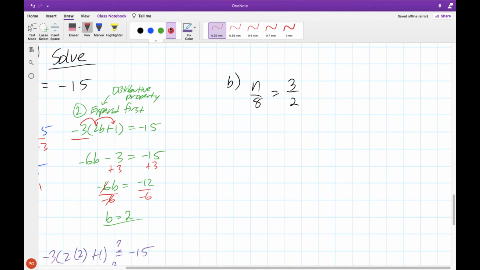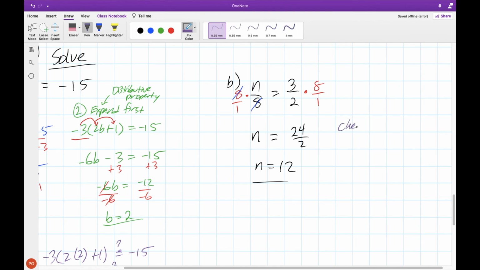For this one here, again, we want to get rid of our denominator, so that means we're going to multiply both sides by 8, or in this case, what makes more sense is to multiply by 8 over 1, because that will cancel out this denominator here and leave us with just our variable, and this will make multiplying this fraction a little bit easier. 3 times 8 gives us 24, 2 times 1 gives us 2, and then we can just reduce our fraction. We'll get that our variable equals 12.